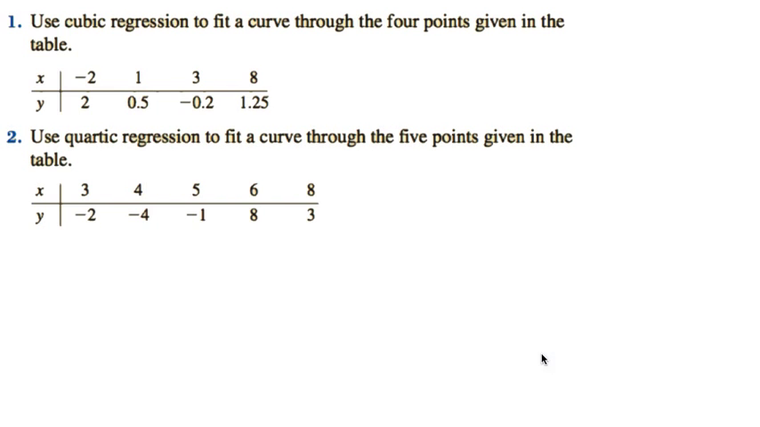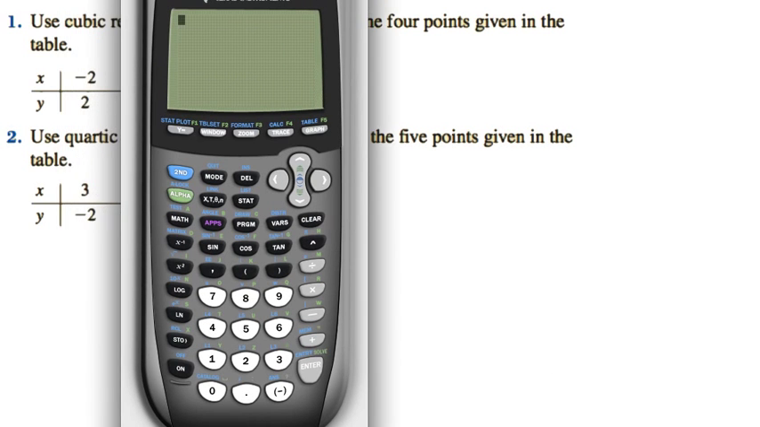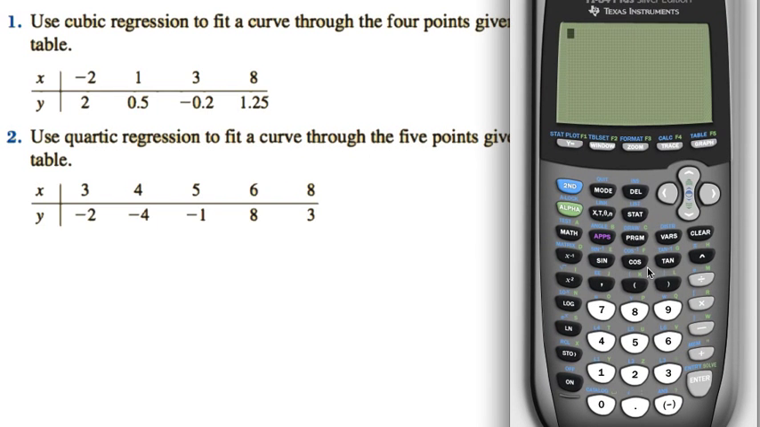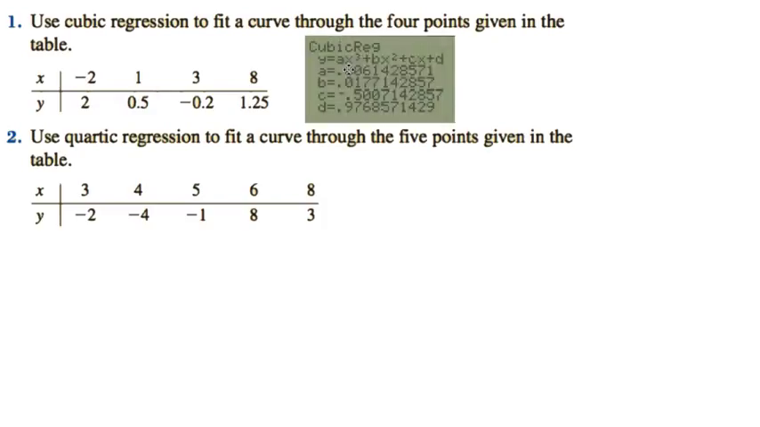When you go in here to your stat function on your calculator, and calculate is off to the right, the first one is cubic regression, which on my calculator is option 6. And the second problem is the quartic regression, which is option 7. So I've put that data in there. And here's what I came up with for my cubic regression equation.